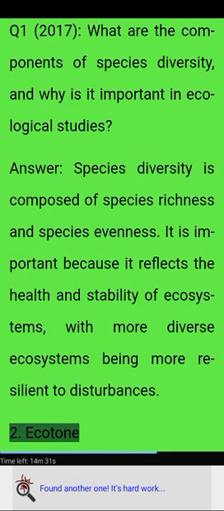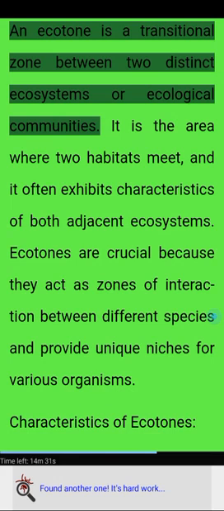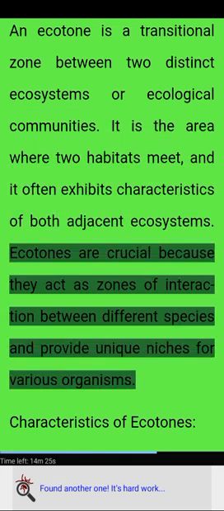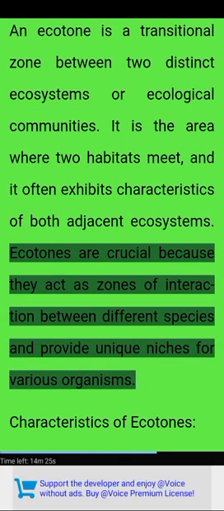2. Ecotone. An ecotone is a transitional zone between two distinct ecosystems or ecological communities. It is the area where two habitats meet, and it often exhibits characteristics of both adjacent ecosystems. Ecotones are crucial because they act as zones of interaction between different species and provide unique niches for various organisms.